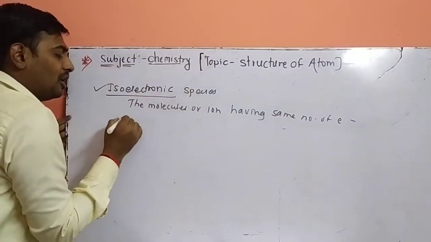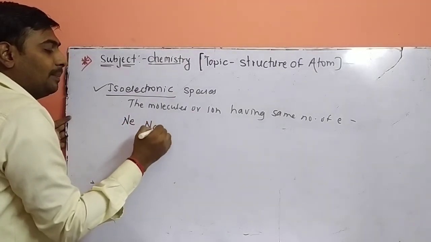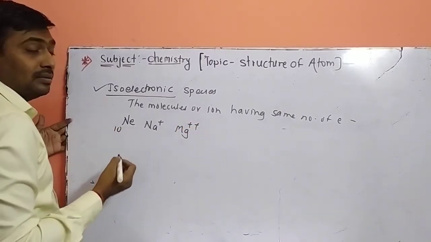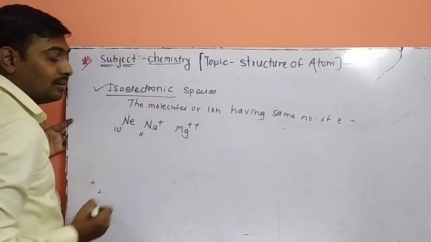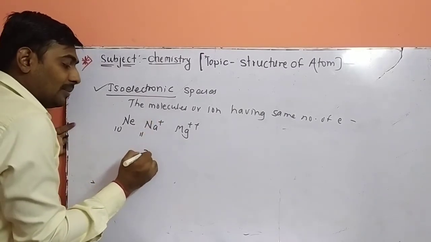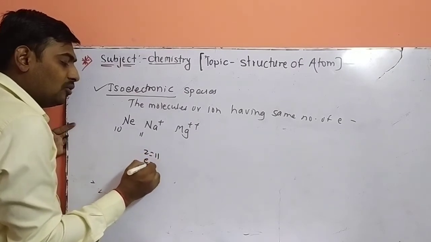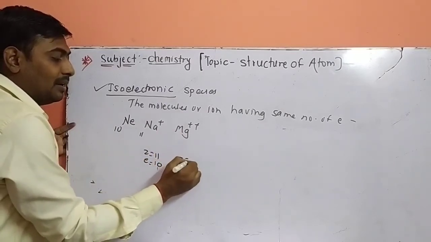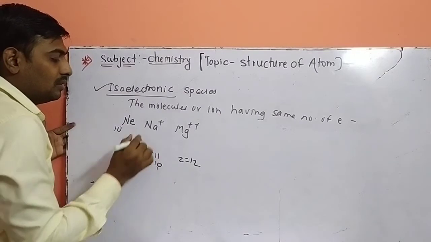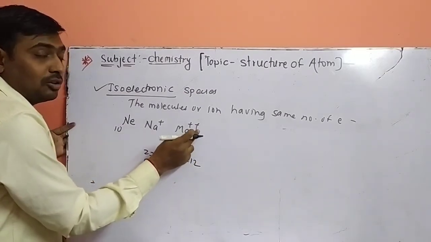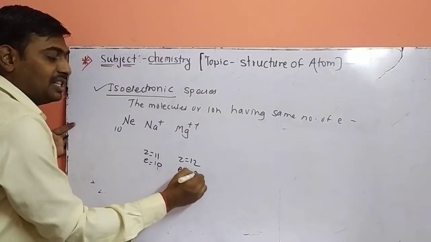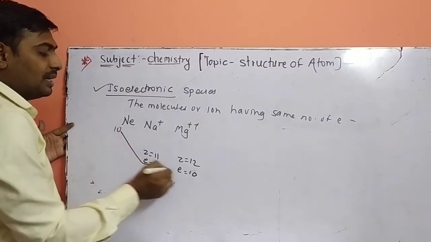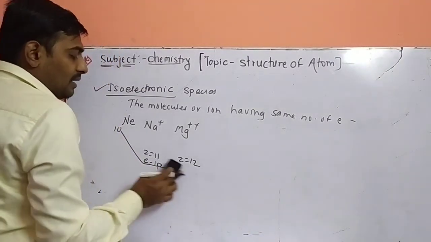If you observe neon, then sodium 1 plus and magnesium 2 plus. So what is the atomic number of neon? It is 10. Sodium atomic number is 11, but 1 electron is lost, so it will be 10. Magnesium, atomic number 12, 2 electrons lost. So the E value is initially 12, but due to the loss of electrons, it is 10. Again the E value is 10, 10, 10. So these are species having the same number of electrons.